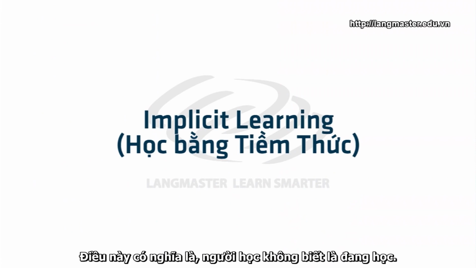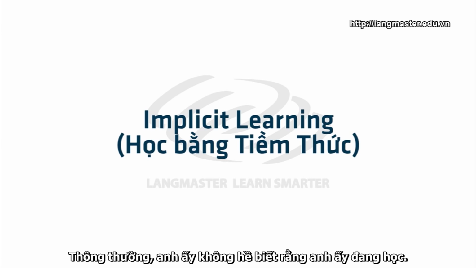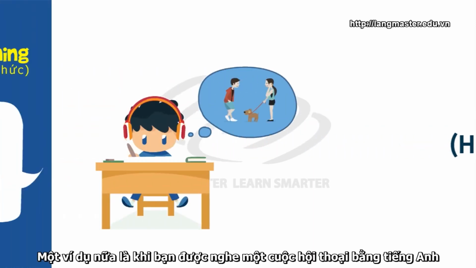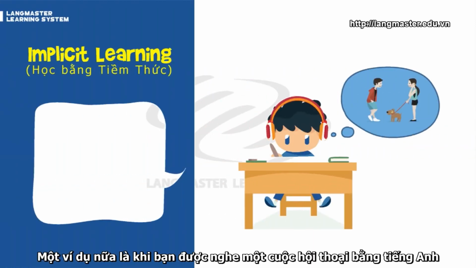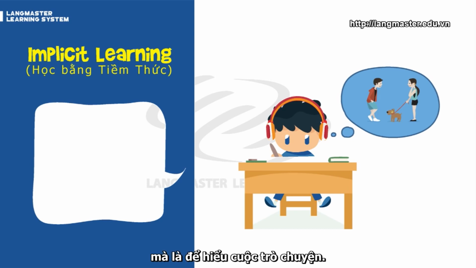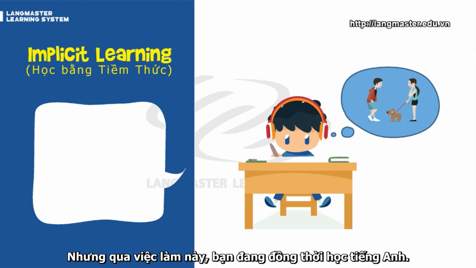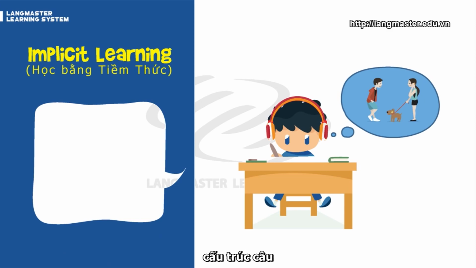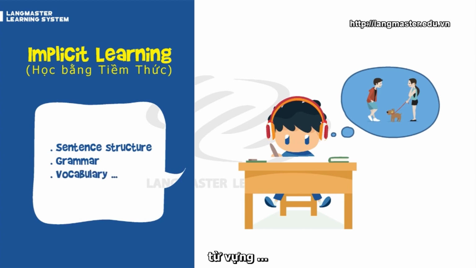The second type of learning is called implicit learning or unconscious learning. In implicit learning, the learner doesn't know what is being learnt. Mostly, he's not even aware that he's learning something. The learning happens unconsciously. One example of implicit learning is listening to a conversation in English. When you listen to a conversation, your main goal is not to learn English, but to understand the conversation. But by doing this activity, you're simultaneously learning English. You may not realize it, but you're learning many aspects of the English language: the sentence structure, the grammar, the vocabulary, and so on.